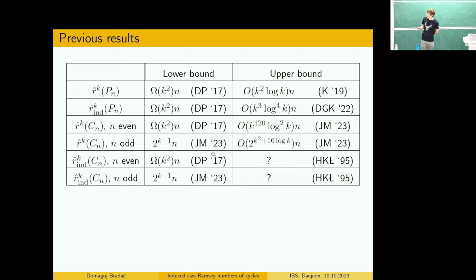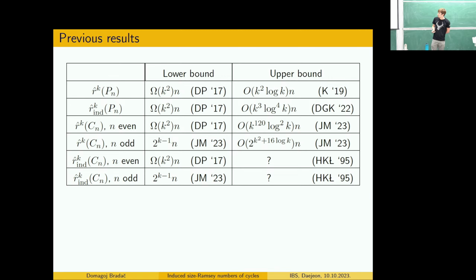And of course, this translates to a lower bound for all of these other problems, because if you cannot find the path, you cannot find an induced path, you cannot find a cycle, you cannot find an induced cycle. And Javadi and Miralei observed that for odd cycles, you can get an exponential lower bound of roughly 2 to the k.